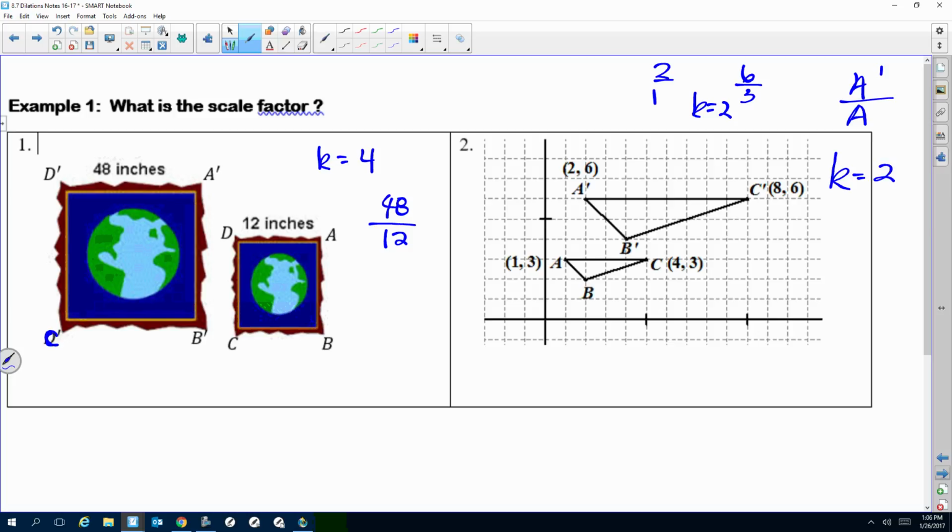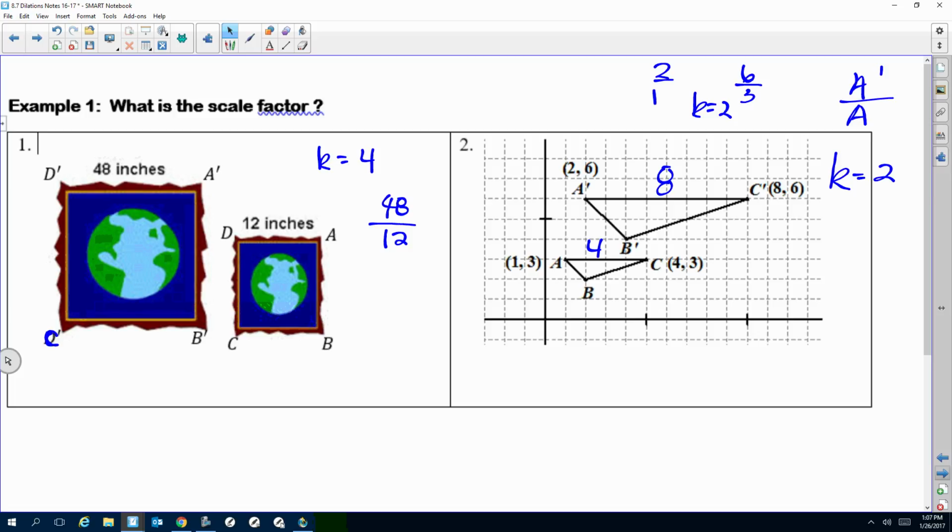If I have horizontal or vertical lines, I can count. So this one was 8: 1, 2, 3, 4, 5, 6, 7, 8. Yeah, 8 and 4. And then 8 divided by 4 is 2. So if they're horizontal lines, because sometimes I'm going to give you that, just count. Work smart, not overwork.